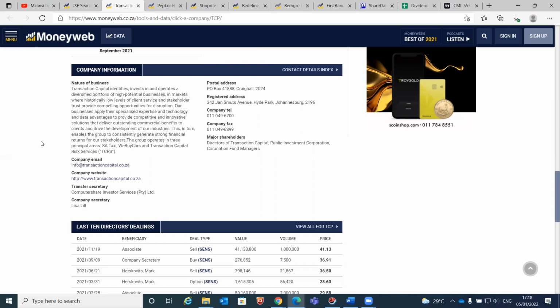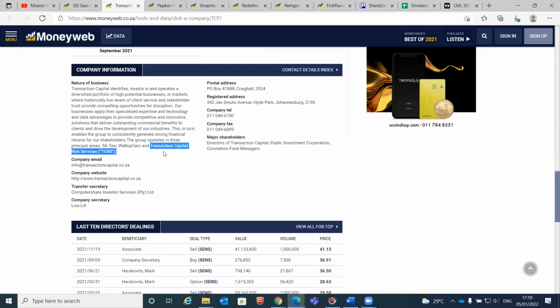At some point, they sold a 25% stake to Santaco through a BEE transaction. It's a bit of a complicated transaction, but long story short, Transaction Capital owns SA Taxi, which has a joint ownership with Santaco, and they are in the taxi business. Outside the taxi business, they also have an interest in We Buy Cars. For those people like me who cannot afford brand new cars and buy skorokoros or used cars, we normally buy cars at We Buy Cars, or if you want to sell your car, you can sell your car at We Buy Cars. So those are the main companies that they have.